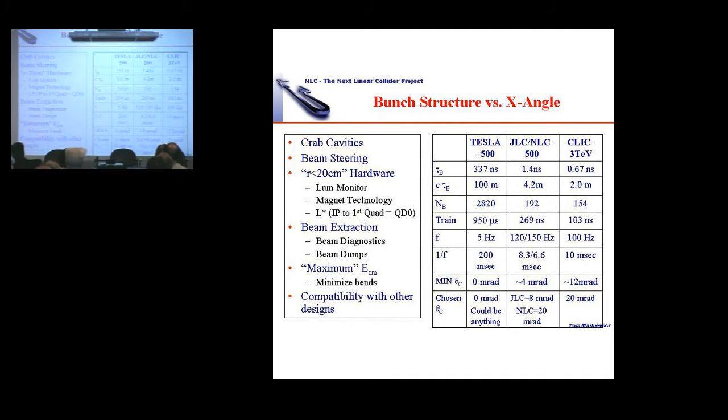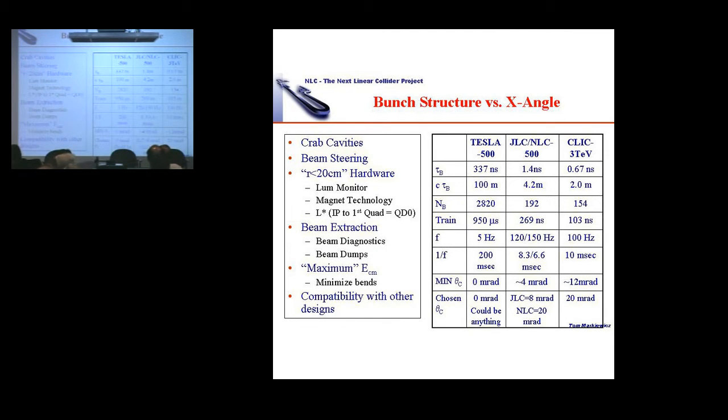So basically, to deal with this fact, one puts a crossing angle into the systems with very small C tau betas. I'll be talking about that in the next slides. At this point, I just want to say that while Tesla has chosen a 0 milliradian crossing angle, I think it really could be anything. It's got pros and cons, and I'll be talking about the pros and cons in the first part of this talk.